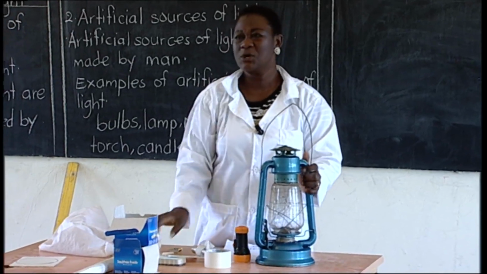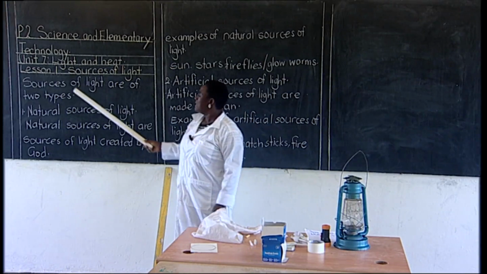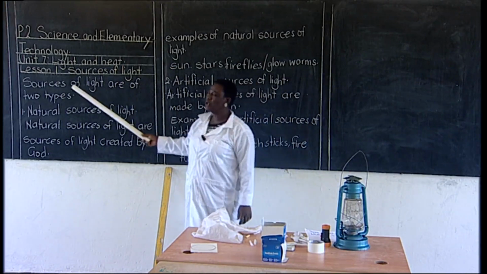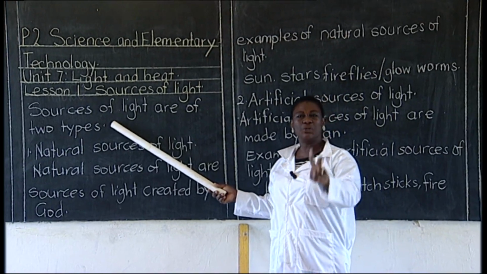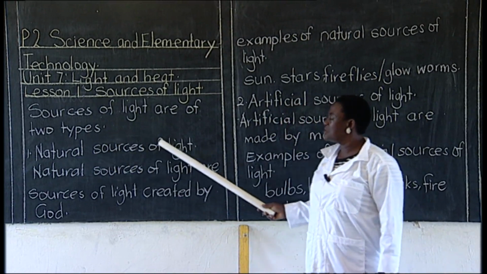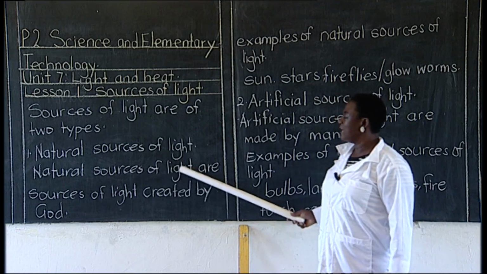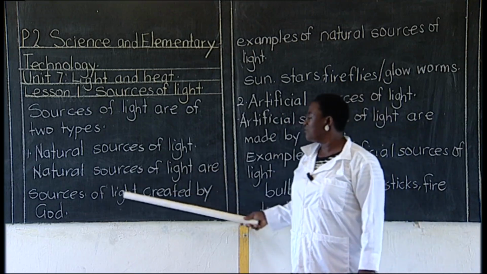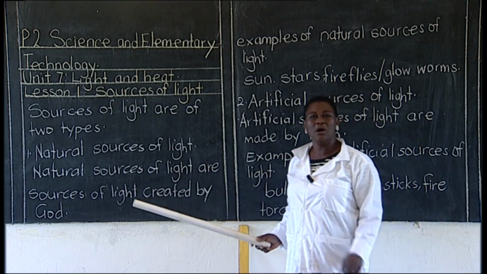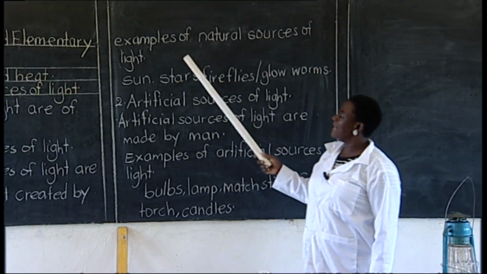Okay? So, let us read through what we have seen. Sources of light are of two types. The first type is natural sources of light. Natural sources of light are sources of light created by God. They are created by who? God.